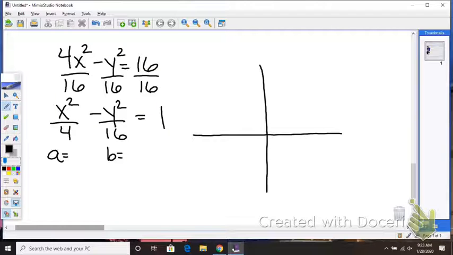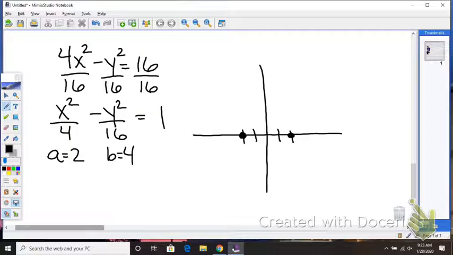Okay, what does A equal? 2. And what does B equal? Not that we need it. 4. We're going to sketch asymptotes too. But for what you know, it's horizontal, and so you know your vertices are at 2 and negative 2 on the x-axis. Right? And they open out each way.